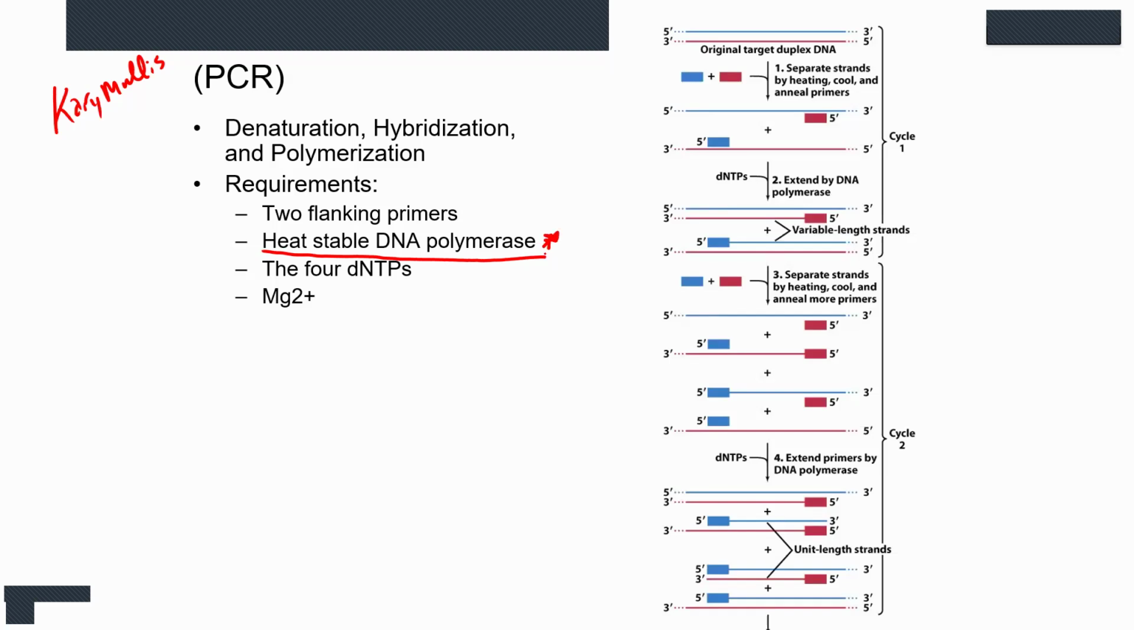A heat stable DNA polymerase, something that can sustain heat, just like the DNA polymerase we've got in our bodies, the enzyme that makes DNA polymers. We have to have one that can endure heating up to around 98 degrees, which is what you do for the denaturation.